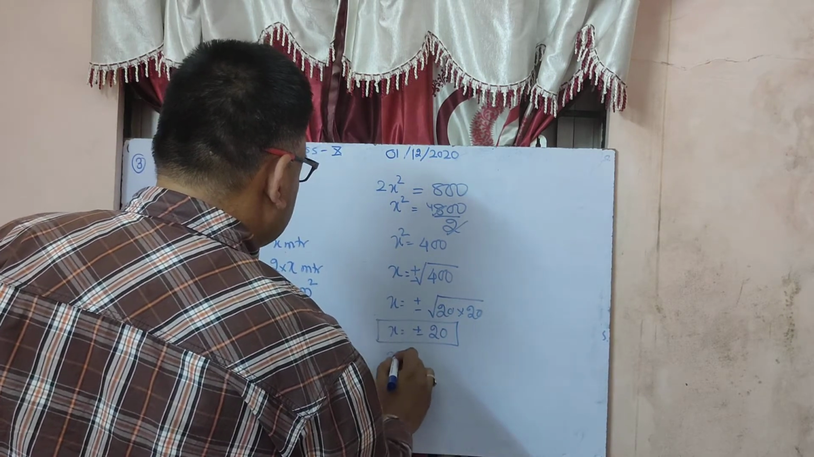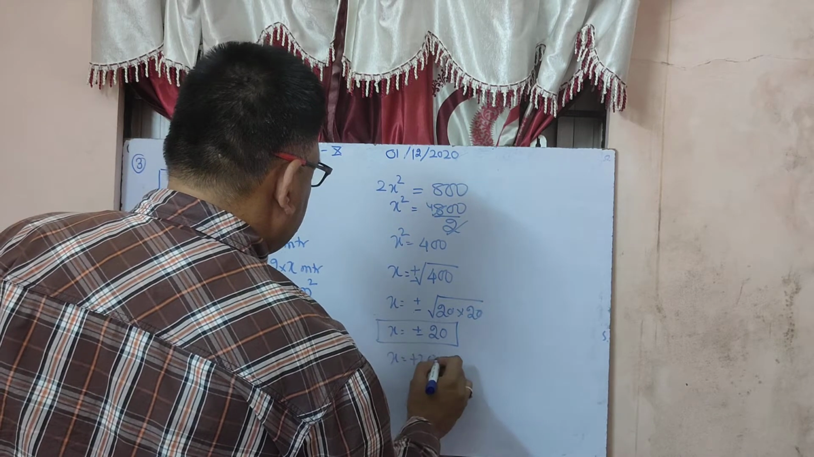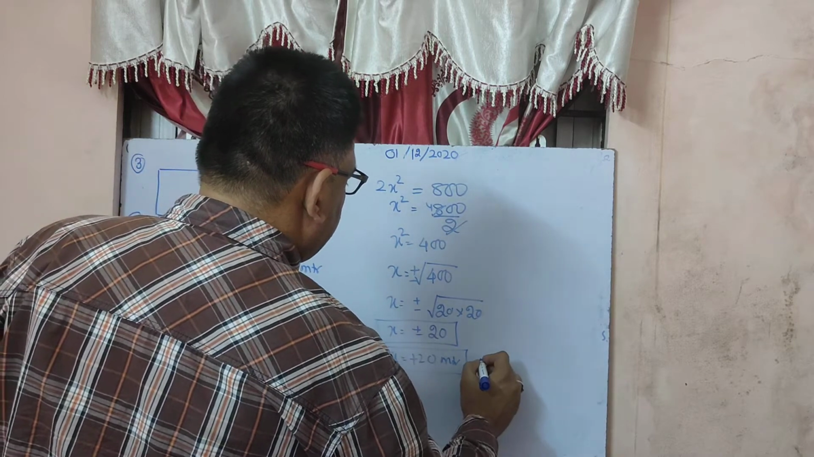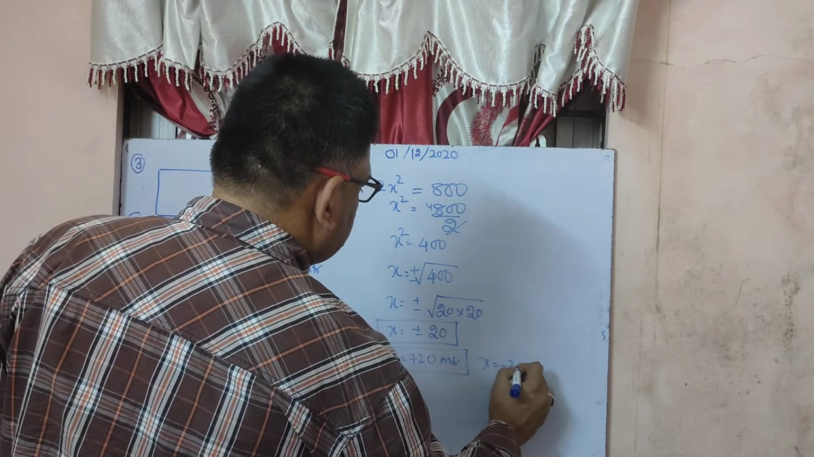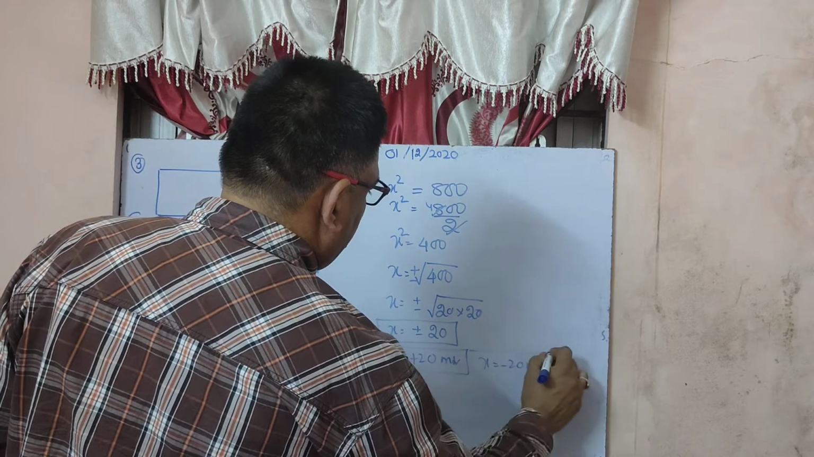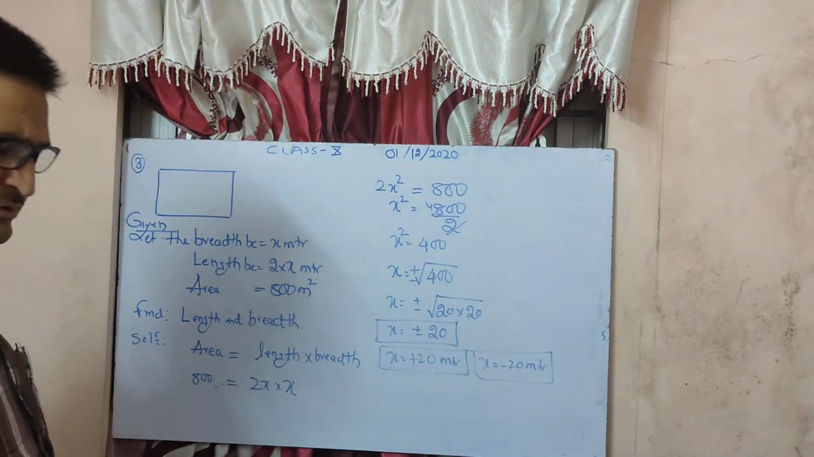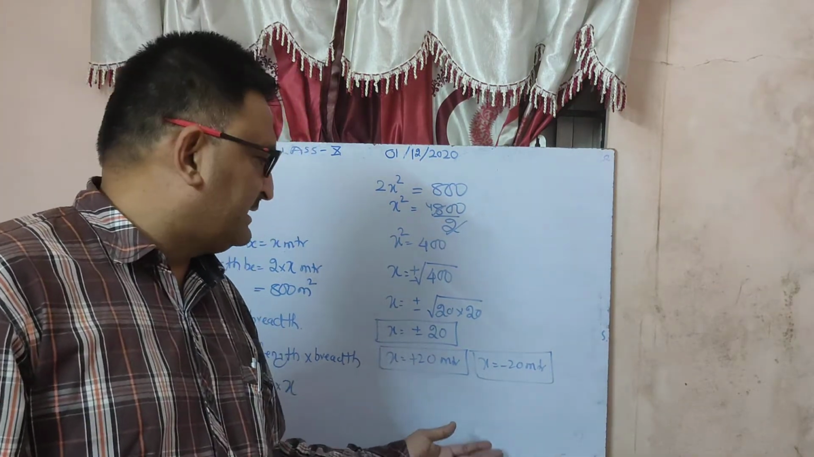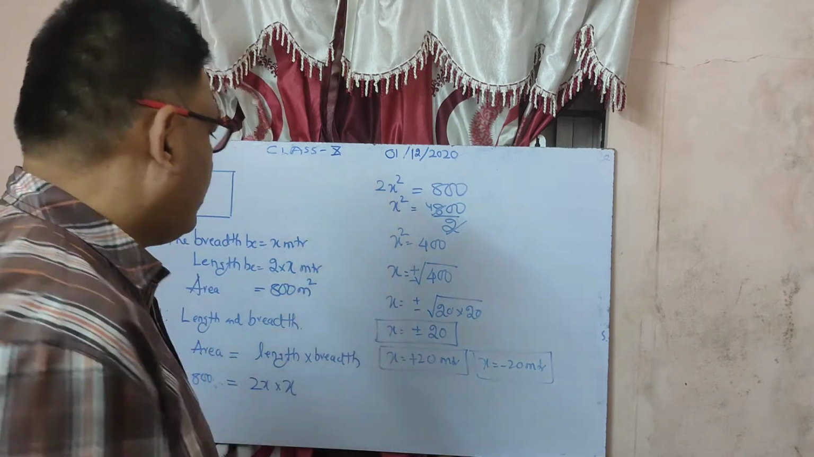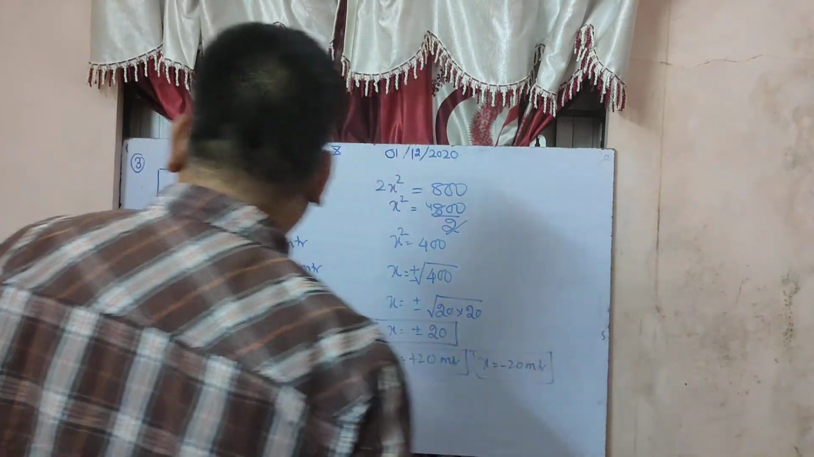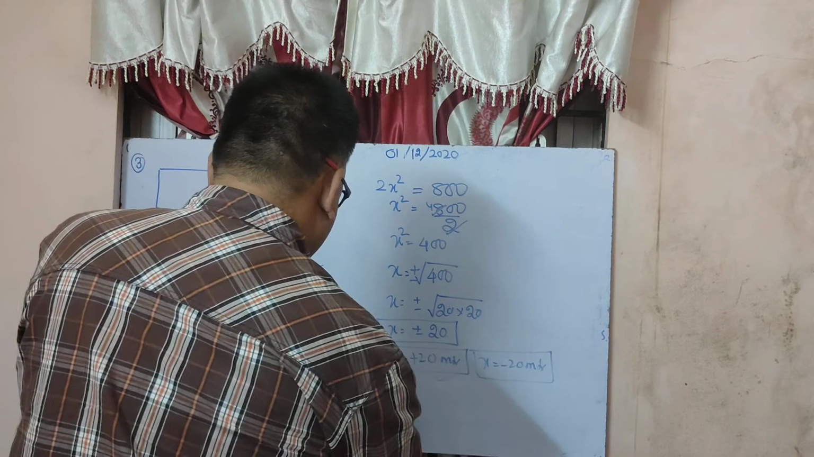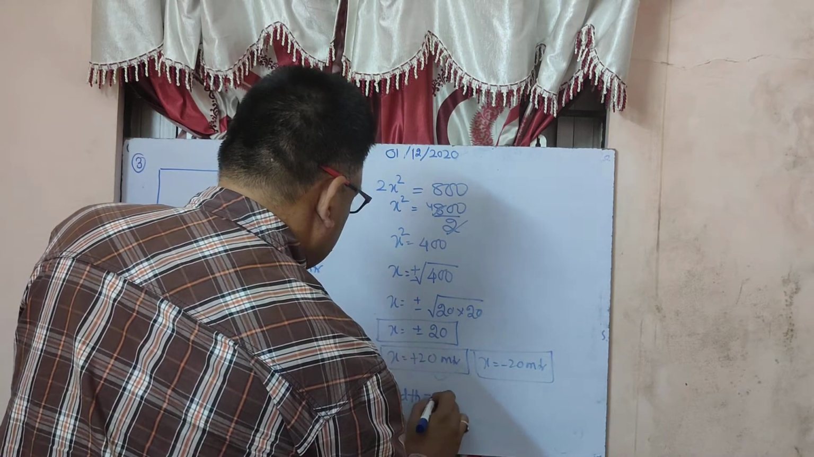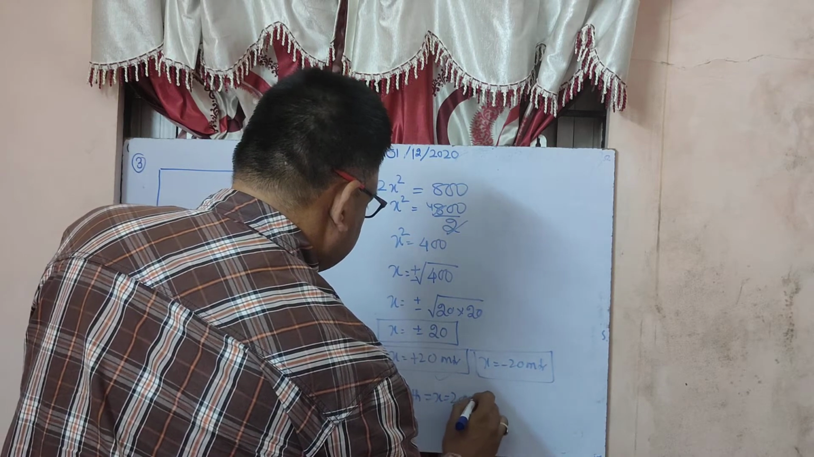One value will be x equal to plus 20 meters, and another value will be minus 20 meters. As I already told you before, length or breadth cannot be negative. Therefore, we have to choose x equal to 20 meters. So what is x here? Breadth. Therefore, breadth is equal to x, that is 20 meters.